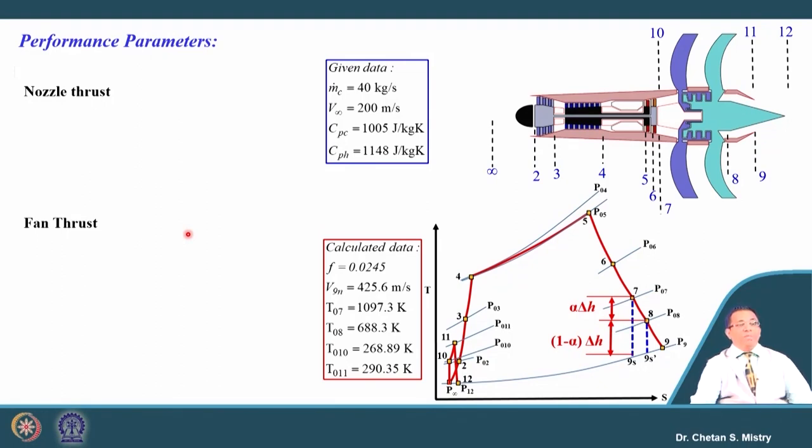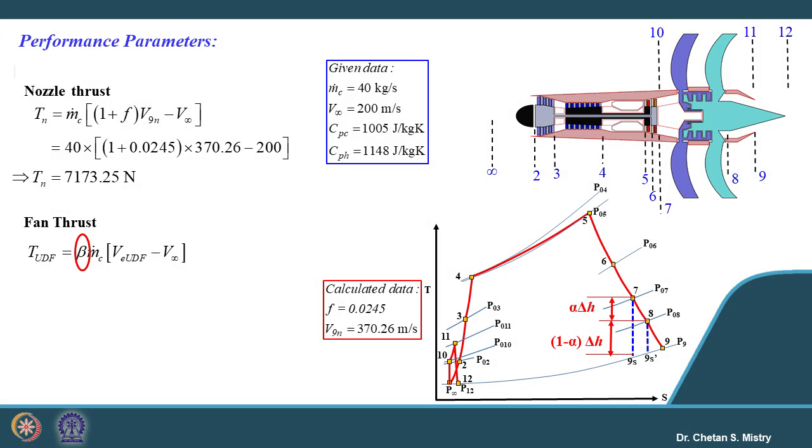In terms of performance parameters, very first we will be calculating the thrust generated by the nozzle, or we can say nozzle thrust, that is given by m dot core into 1 plus f, times V9 minus V infinity. This V9 value is what we have calculated. So, let us put these numbers. If we put this value, the thrust generation by the nozzle comes out. Let us try to look at what will be the thrust generated by the fan.